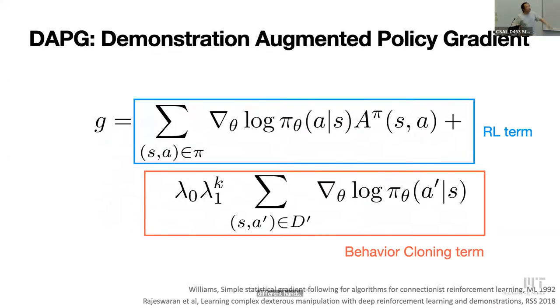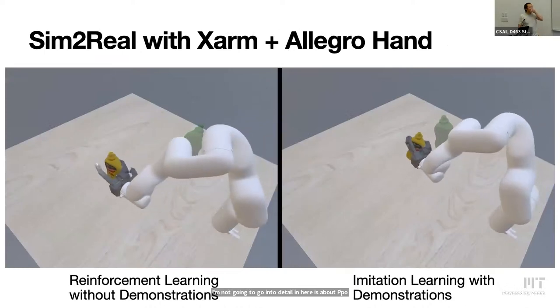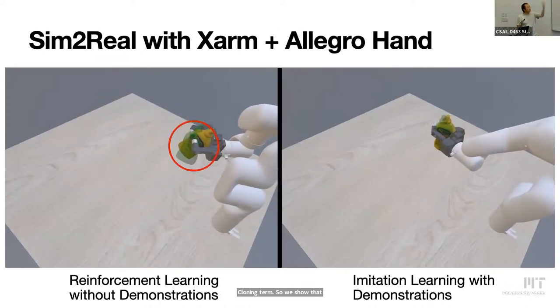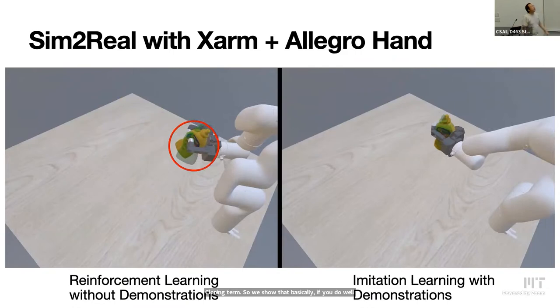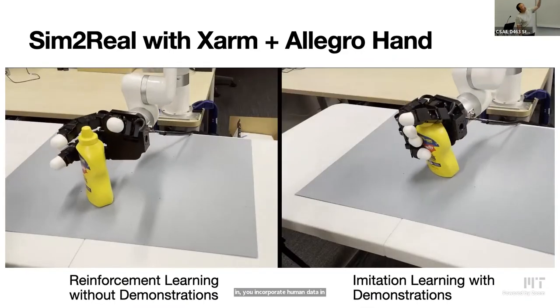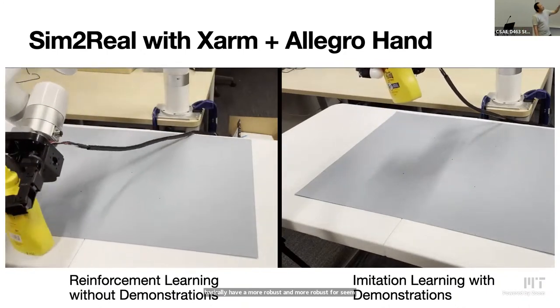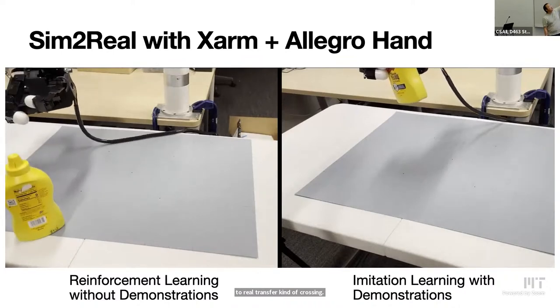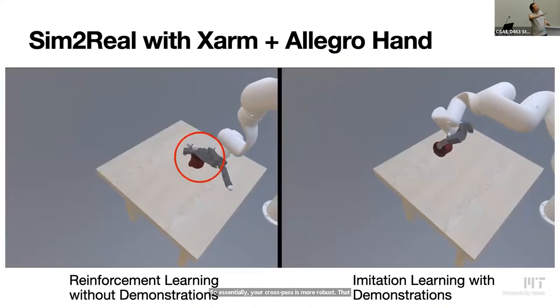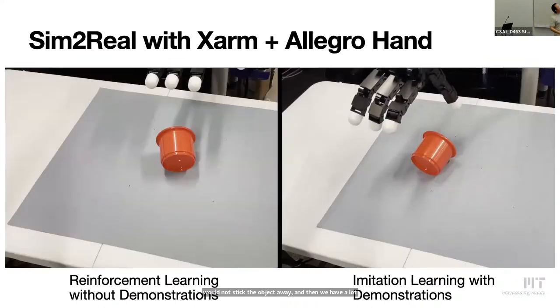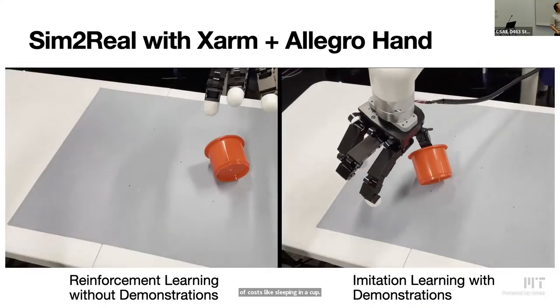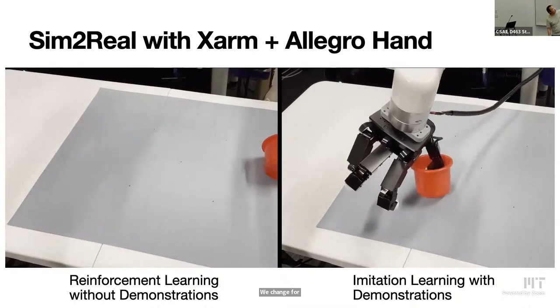So we do some imitation learning. I'm not going to go into detail here. It's about PPO plus a BC, behavior cloning, term. So we show that if you incorporate human data in manipulation, you have something more robust for sim-to-real transfer in grasping. Essentially, your grasp force is more robust, so you would not slip the object away. And then we have a lot of tasks like flipping a cup, where if you train with RL, it just tries to scratch the surface of the cup, and that is very hard to transfer. But if you can put your finger into the cup to rotate it, it's much easier to transfer.